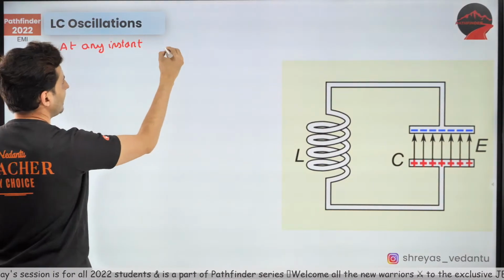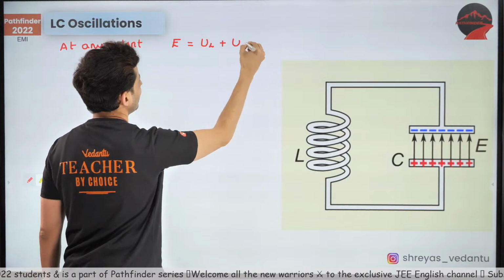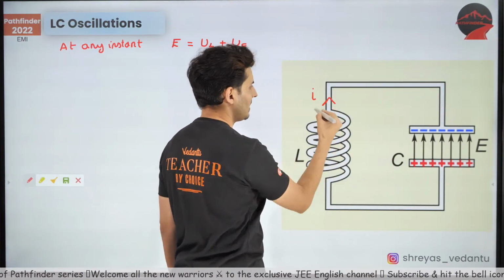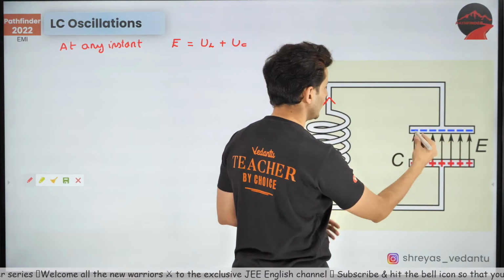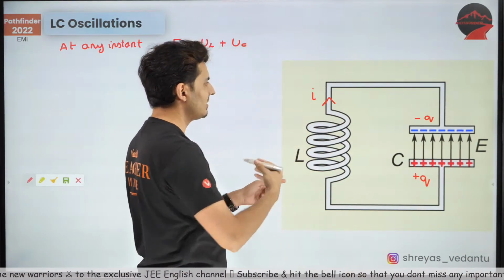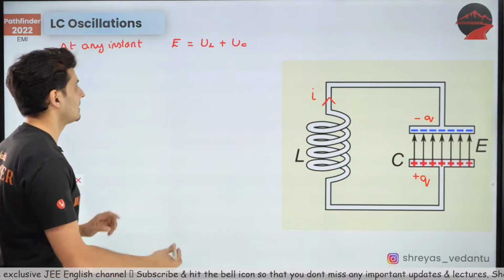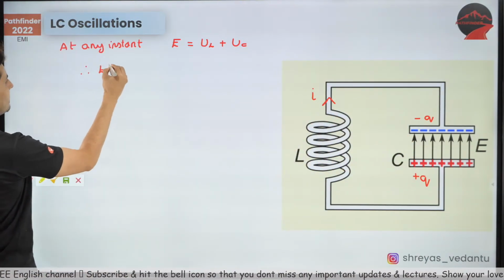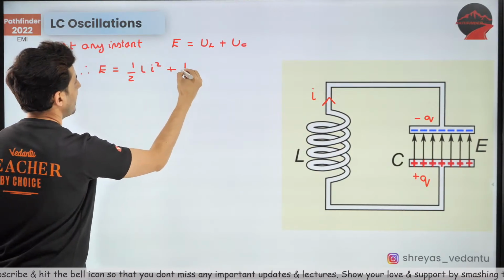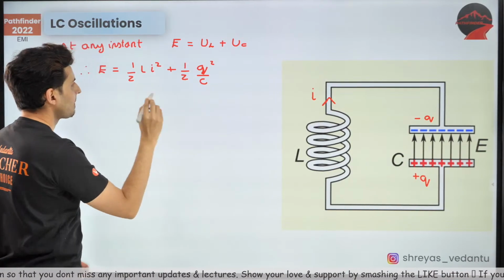Can I say the total energy will be energy in the inductor plus energy in the capacitor? Obviously. Maybe there is current I, there is minus Q over here, plus Q over here. So there is current flowing in the circuit, there is the inductor's energy and the capacitor's energy. So that's the total energy. What will the total energy be? It will be half L I square plus half Q square by C.